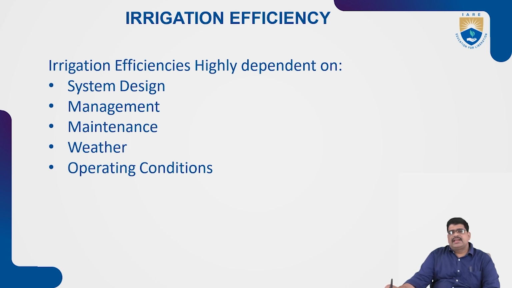Next, the weather. Weather conditions are very important. In a hot area, especially in summer, evaporation losses are high, as we know very well. The water can evaporate and the losses will be more. Next, operating conditions: which operating conditions are used for high irrigation efficiency. Different techniques and new techniques can be used for maintenance and operation.